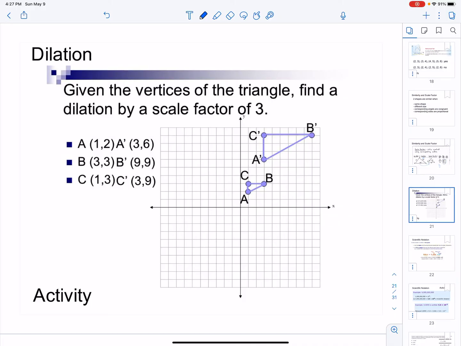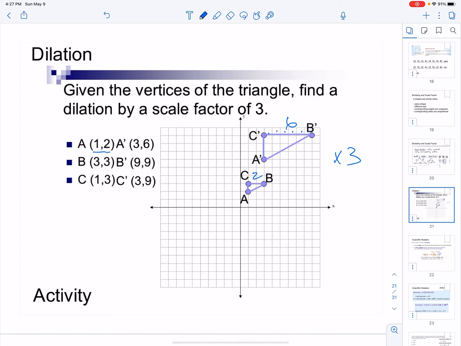So if we were in this one right here, it says, given the vertices of the triangle, find a dilation by a scale factor of 3. Okay, so in other words, figure out what happened. We're going from this original triangle here to this new triangle. So how would you figure out the scale factor of that? Well, it's telling us that it's 3, but there's a couple ways that you can tell. One, just look at your side lengths. I know this side length is 2. This one is 1, 2, 3, 4, 5, 6. So what did I do to go from the small triangle to the big triangle? I multiplied by 3.